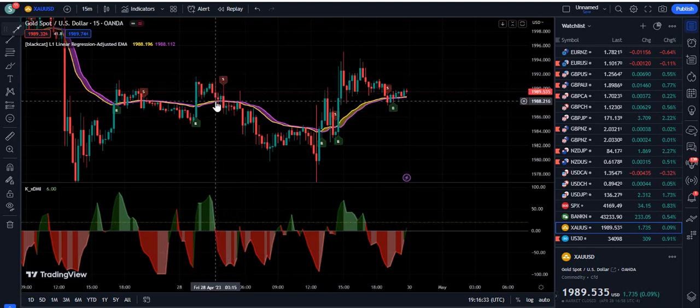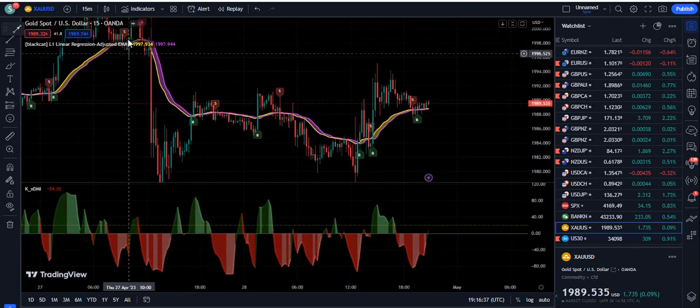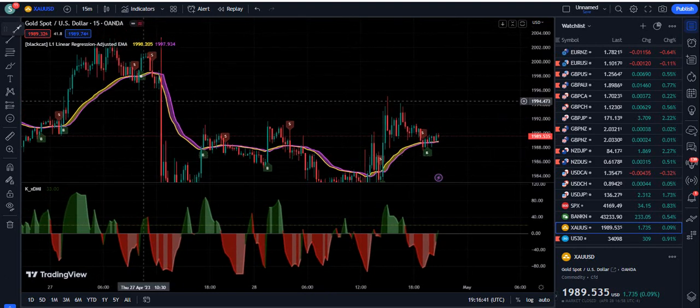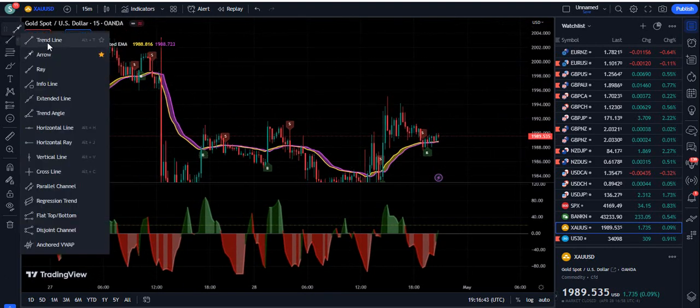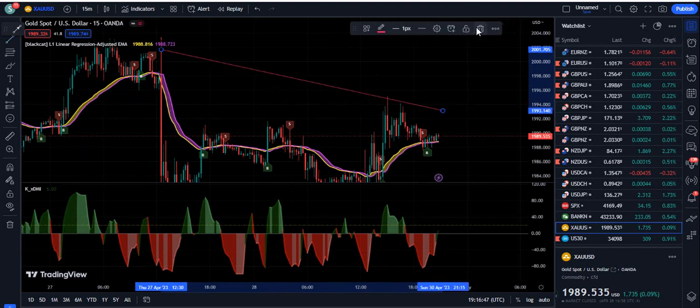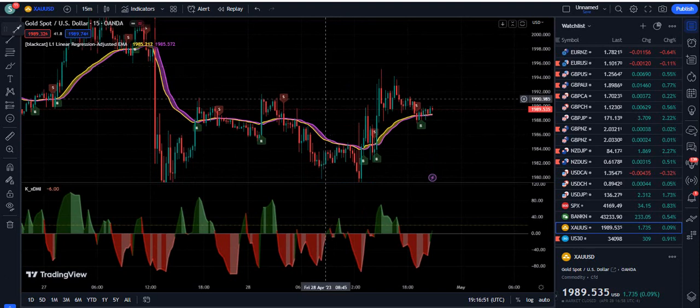Okay, so now let's talk about the entry rules. The entry rules are very simple. First of all, you will keep the main trend in mind. So for example, if I ask you what is the trend on gold 15-minute, you can easily draw the trend line and see that this is a downtrend. Okay, so at least use your common judgment, common sense while using any indicators.